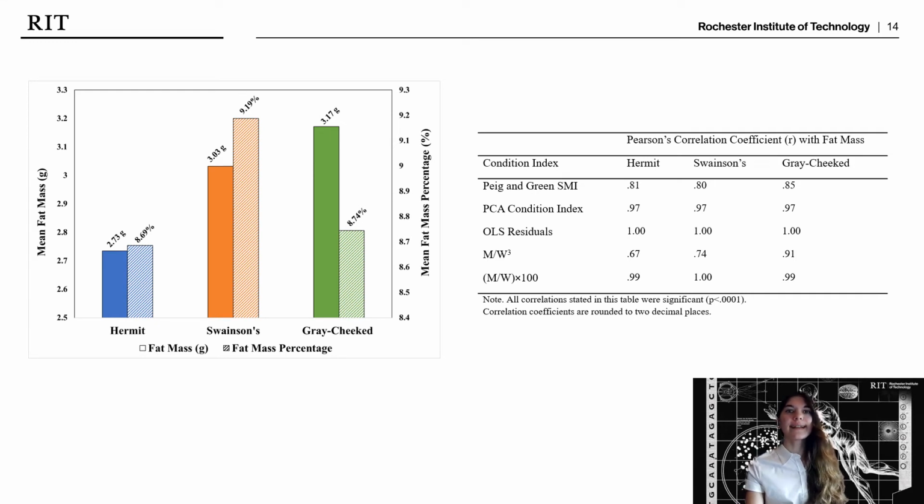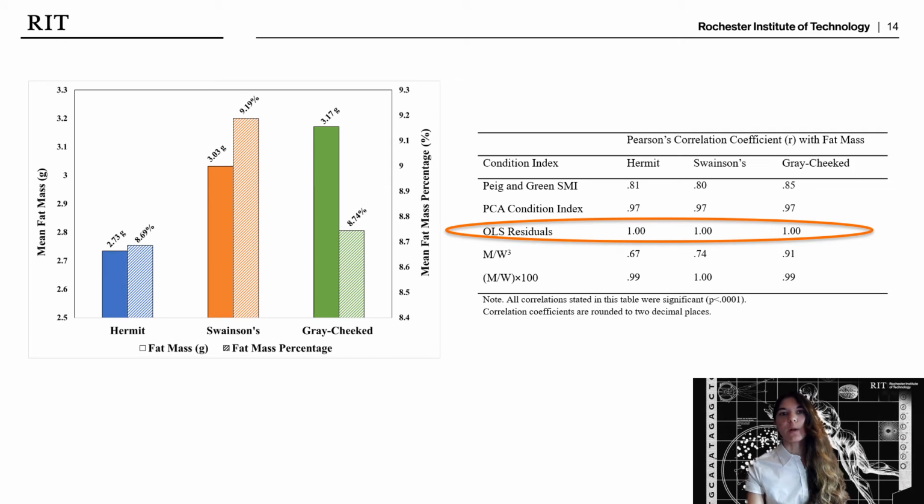We observed statistically significant correlation of fat mass estimates with each of these indices. Something interesting we found is that some of the condition indices were more highly correlated with our fat mass estimates than others. The residuals of an ordinary least squares linear regression model of wing length and body mass, for example, show nearly perfect correlation with fat mass estimates. Future work to verify our estimates is necessary.